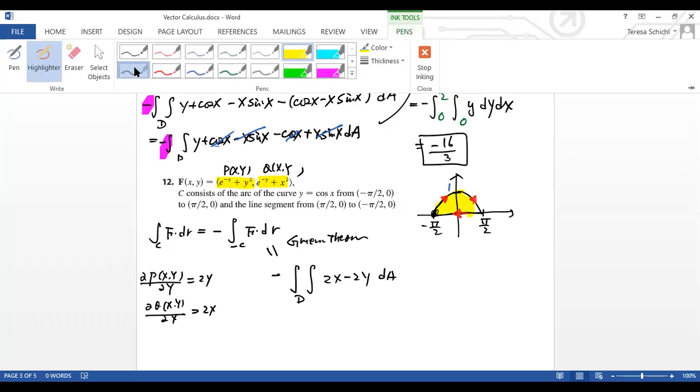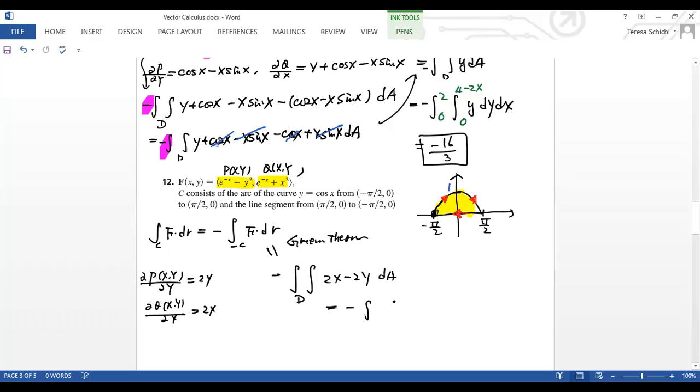Just like we did before, this is 2x minus 2y. You can change it to dy dx or dx dy. For dy dx, I'm integrating y first, so I'm going this way. What is the bound here, from 0 to what? This curve is cosine x. Then what is the x bound? It's negative pi over 2 to pi over 2. So the answer here is 1/2 pi. Wow, that's pretty cool, right?